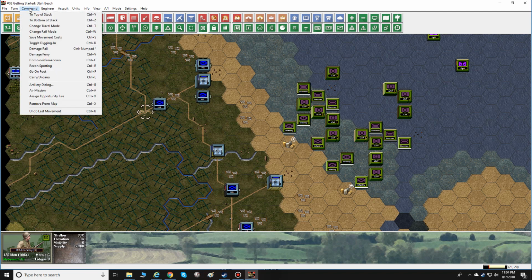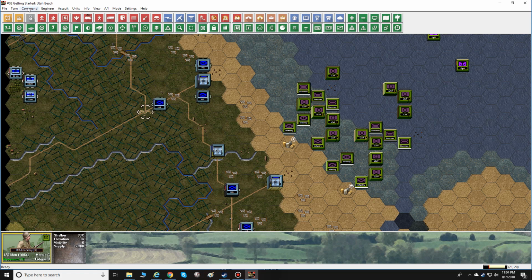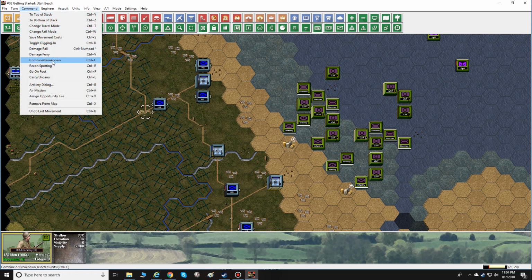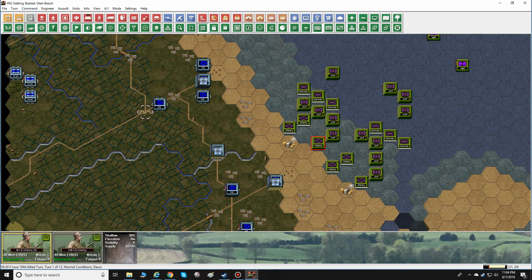So I can go into command. I have to have it highlighted first. I go to command again and I can say I want to break down or I want to combine these units. And if I click it, you can see one of my companies has broken out from my battalion. Hopefully I'm getting all that right. So 40 men, part of my company. My company is made up of several platoons, which are made up of several squads, I believe. Still trying to remember all that stuff.